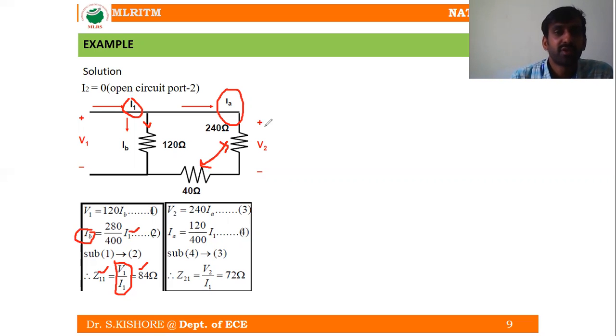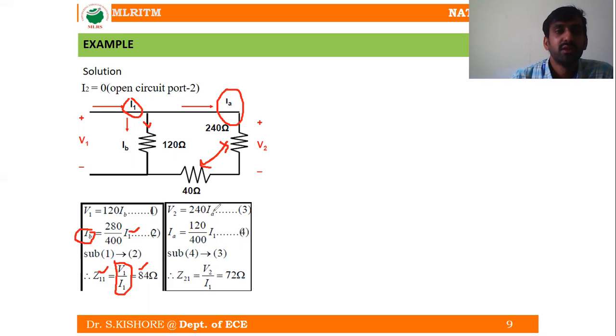Similarly, from this equation, let us write the equation for V2. We know that V2 is nothing but the voltage drop, or the potential difference, across the resistor of 240 ohms. So V2 is going to become 240 into the current I have considered here, IA. So V2 is going to become 240 into IA. Let us say this is equation number 3.